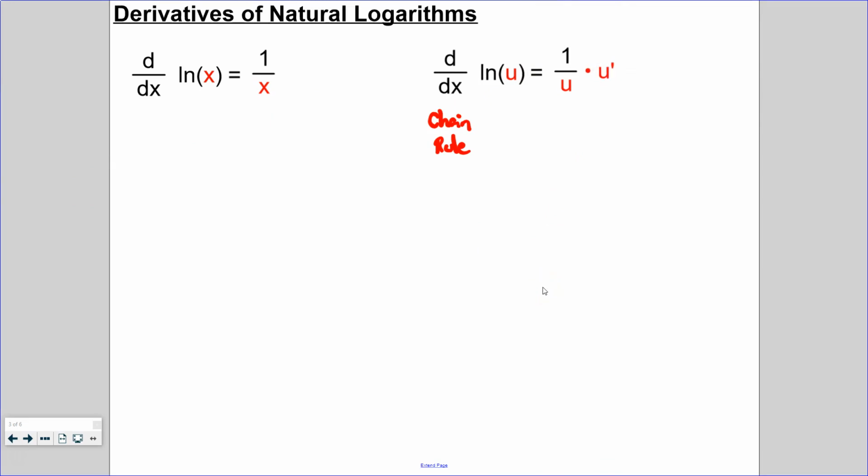So the derivative of natural log of u is going to be 1 over u times u prime, or if you want, you can simplify it and try to remember it as: the derivative of natural log of u is going to be u prime over u. The derivative of the inside over the inside. So let's take a look at how this is going to work.